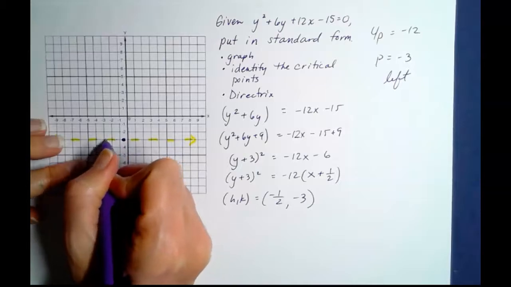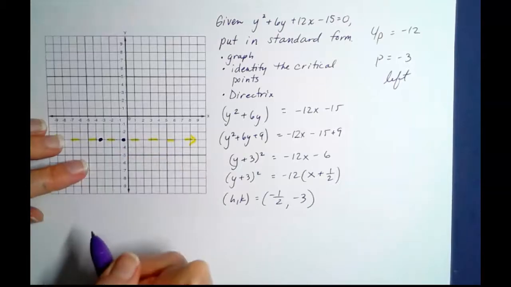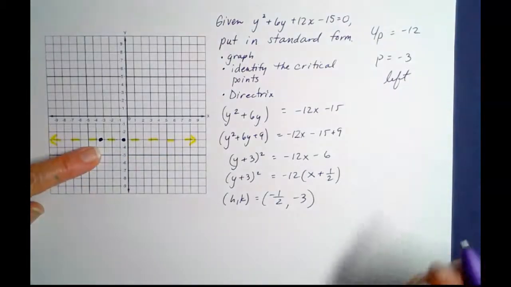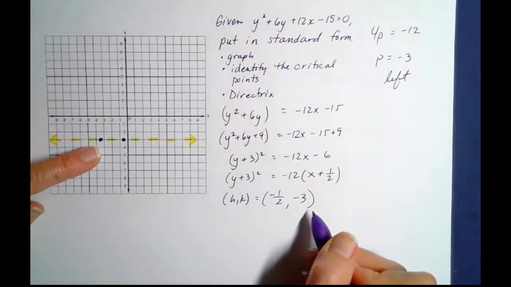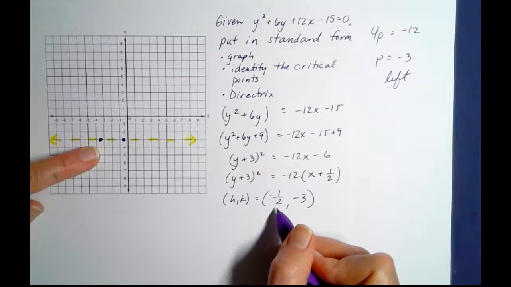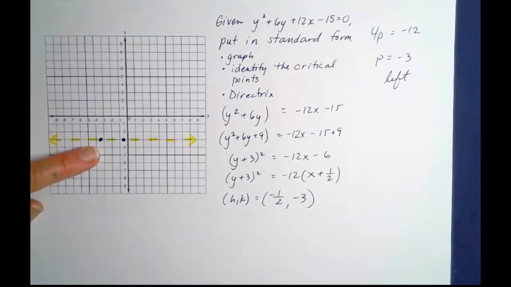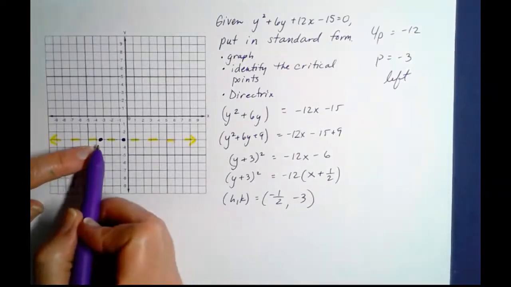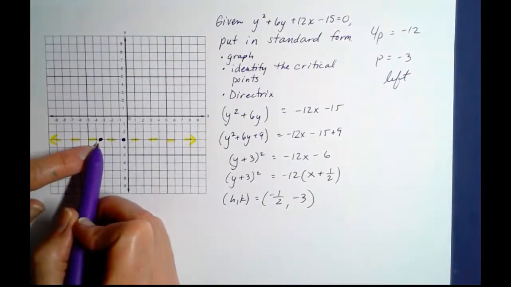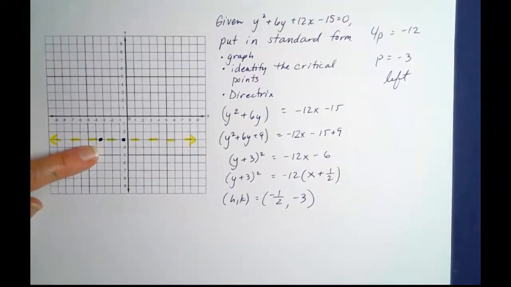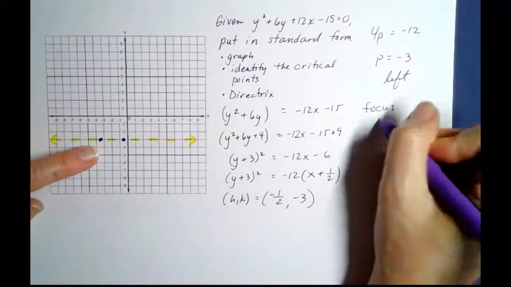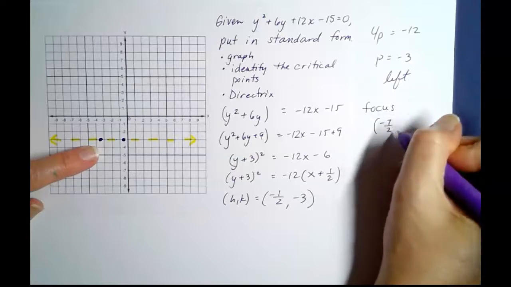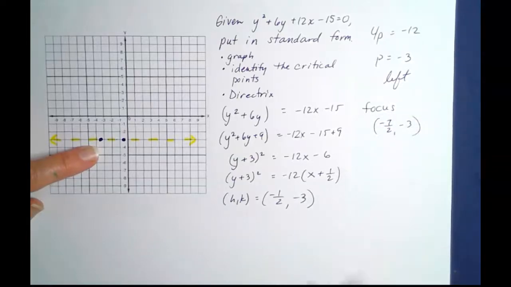So 1, 2, 3 to the left. So if our vertex is at negative 1/2, negative 3, then our focus is going to be negative 1/2 minus 3. So that will be right what we can see right there, negative 3.5. Negative 3.5 is the same thing as negative 7/2. So we've got a focus at negative 7/2, negative 3.